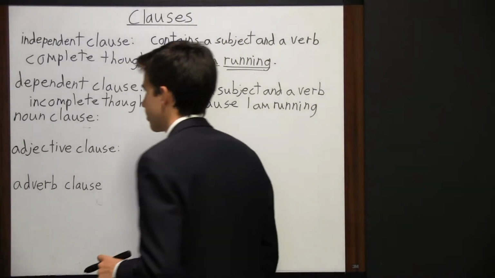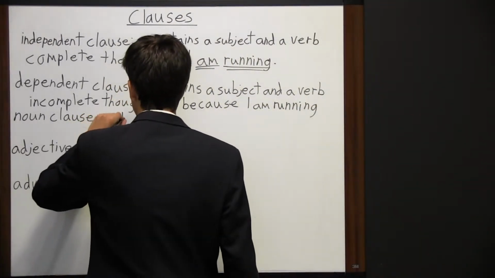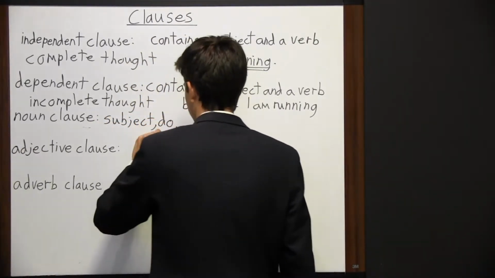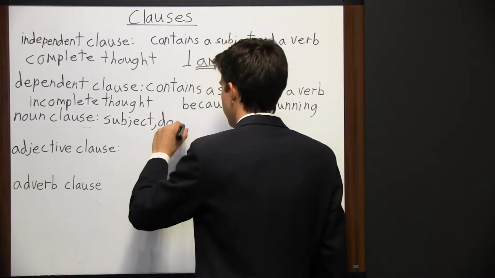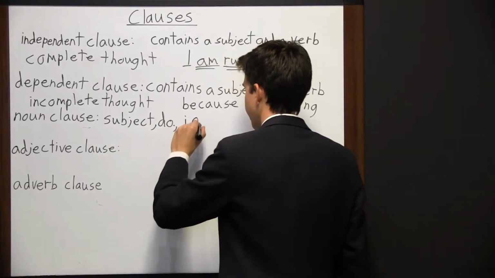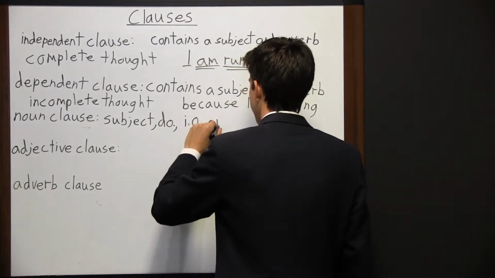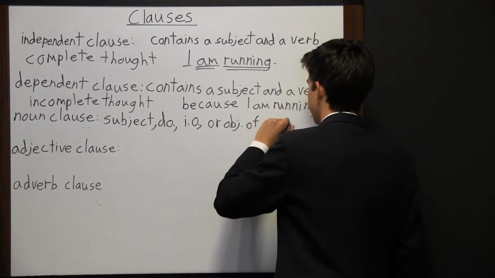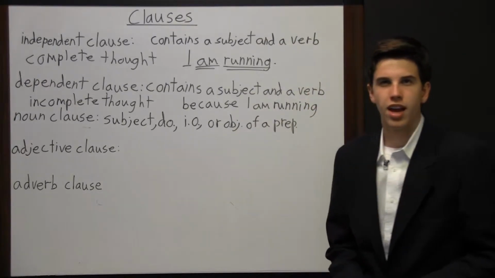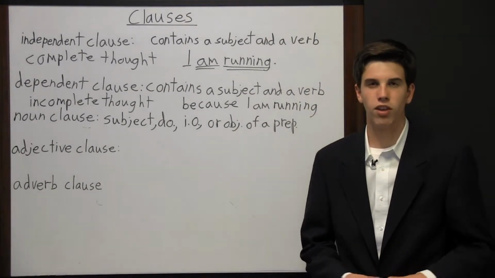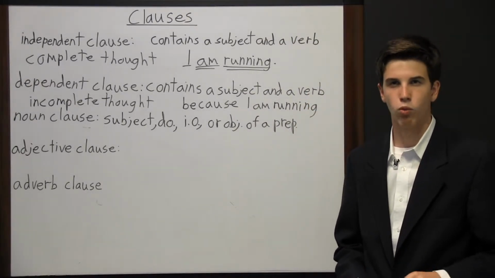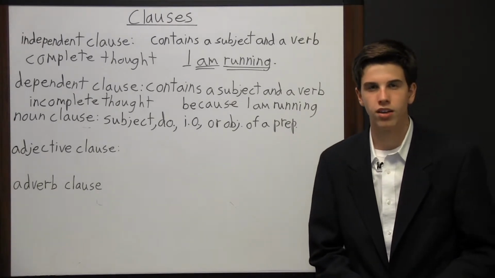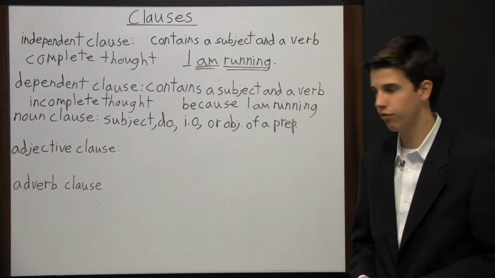Now, a noun clause can be a subject, a direct object, which I will abbreviate DO, an indirect object, abbreviated IO, or an object of a preposition. So, a noun clause can begin with WH question words, like what, which, when, where, who, or whom, and question words like how or if.